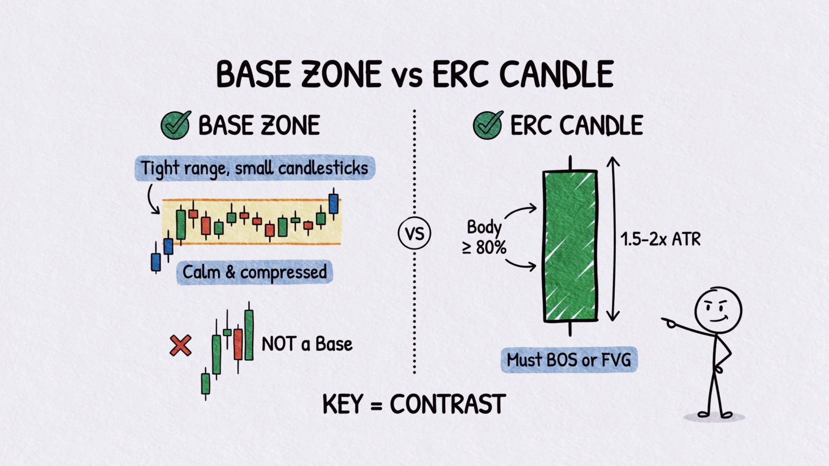A proper ERC candle, body fills at least 80%, size at 1.5 to 2 times ATR. ATR is average true range, the market's average range of movement.